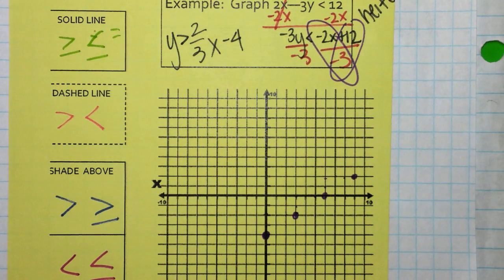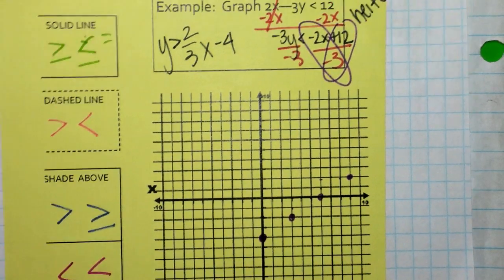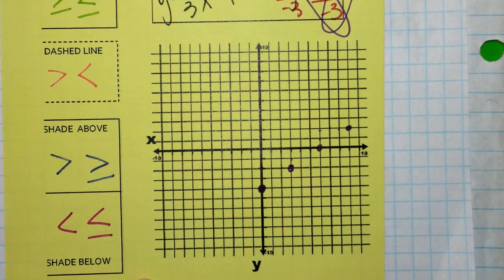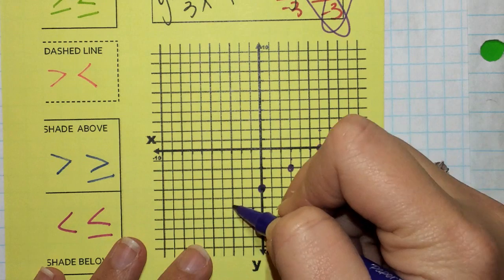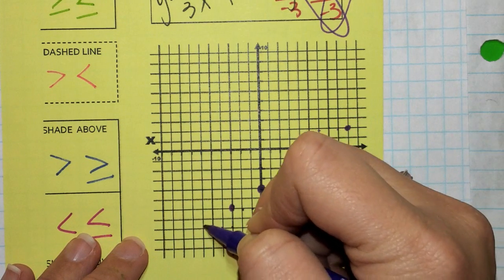Guys, you need to do this all the way across the graph. When you're doing this, you don't go partially across, you go all the way across the entire graph. So that means we need to go back to our y-intercept. Down 2, to the left 3. Yes. Take a point.